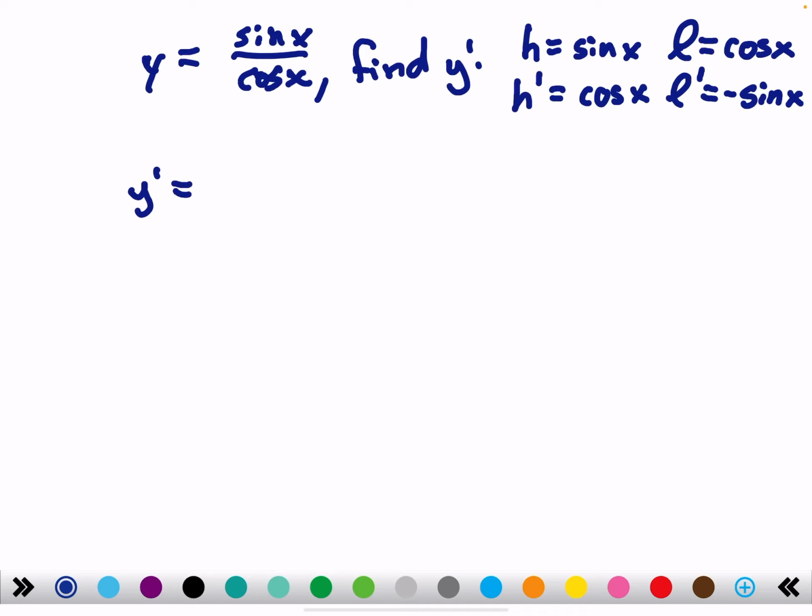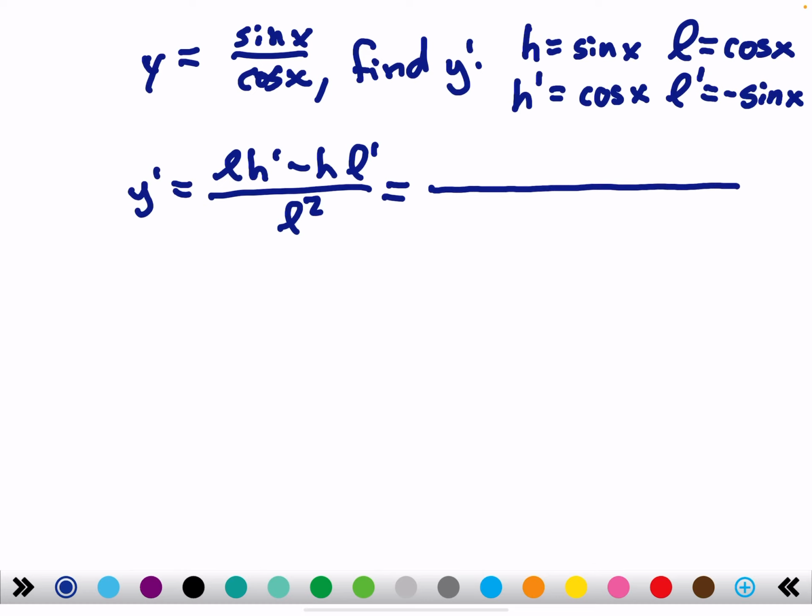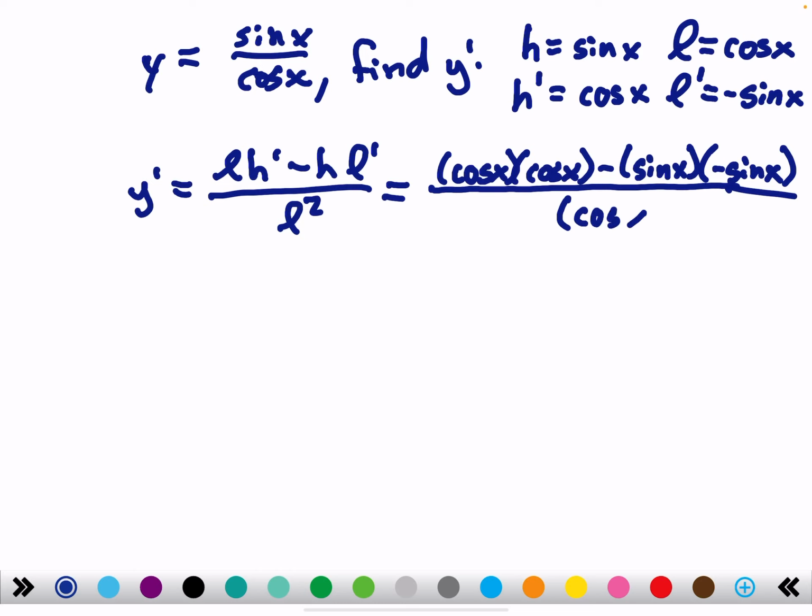Now, since this is a quotient, we just plug them in. And we quote our formula for the quotient rule. Low d high minus high d low over the square of what's below. So that's just plug them in. So L is cosine x. H prime is cosine x minus H is sine x. L prime is negative sine x. And this is over L, which is cosine x quantity squared.